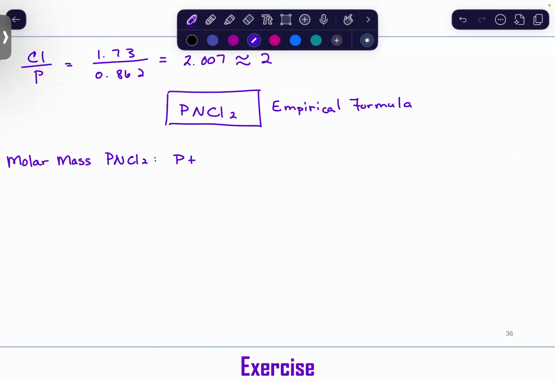It's phosphorus plus nitrogen plus 2 chlorines: 30.97 plus 14.01 plus 2 times 35.45. And that's going to give me 115.88 as my molar mass for my empirical formula.